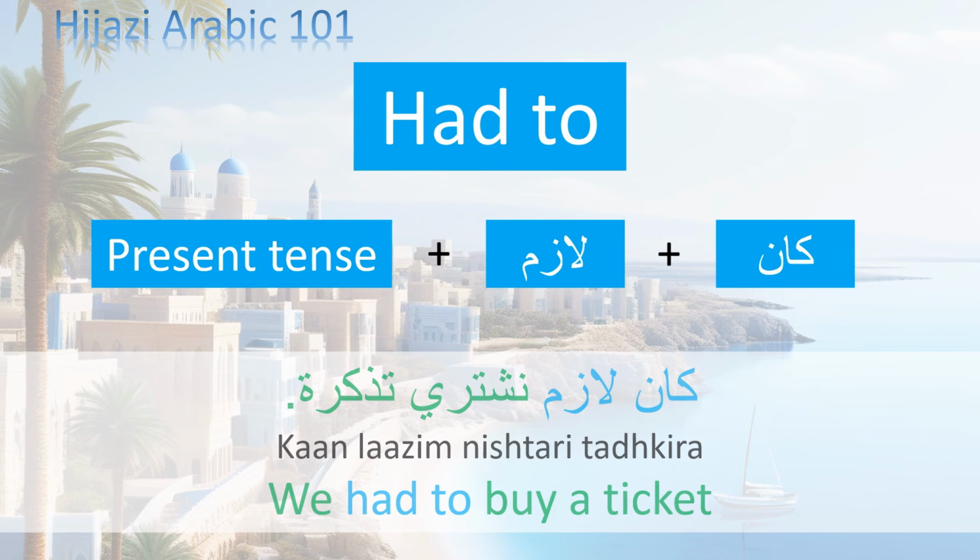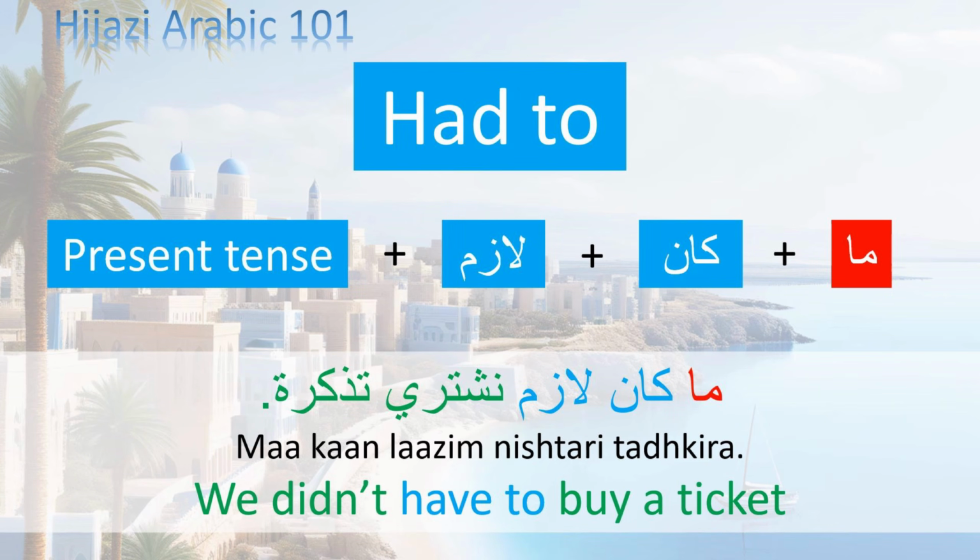Anyway, to negate this sentence, you would say ما كان لازم نشتري تذكرة. So the construction is ما plus كان لازم plus the present tense verb. We didn't have to buy a ticket. Notice here, even though we're talking about the past, the only past tense verb here is كان. The main verb is in the present tense. ما كان لازم نشتري تذكرة. We didn't have to buy a ticket.